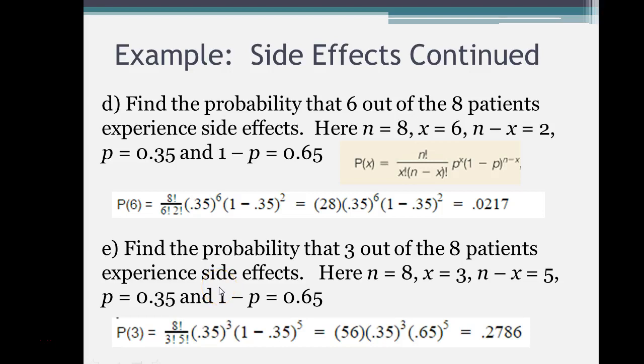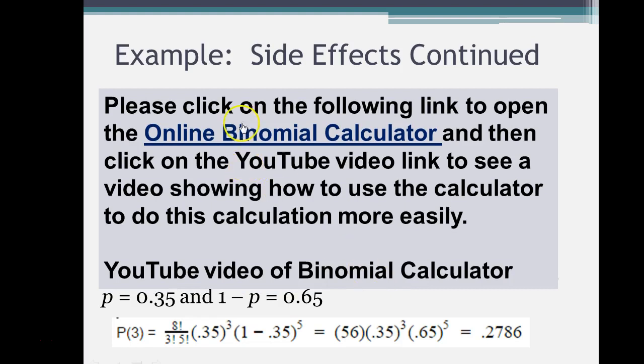We are going to look at how to use a website that has a binomial distribution calculator on it to make these calculations, the probability of having 6 people with side effects, and this one, the probability of having 3 people with side effects, much easier to do. So on this screen, you want to click on this online binomial calculator. That was in our lecture presentation. That is the calculator that we are going to use. So I'm going to click on that.